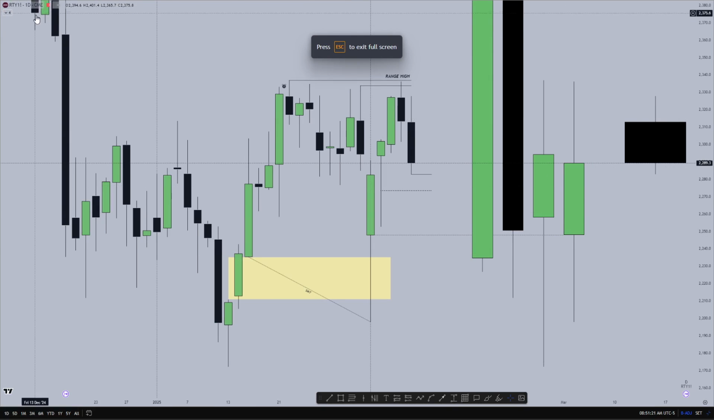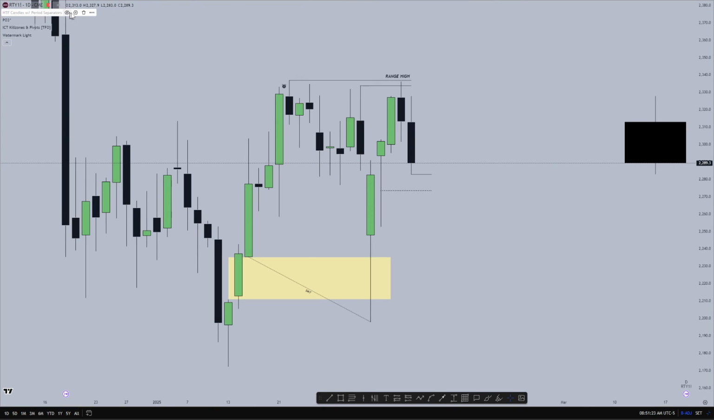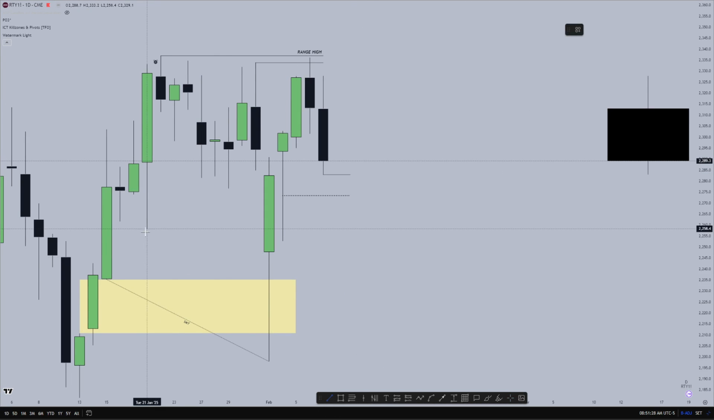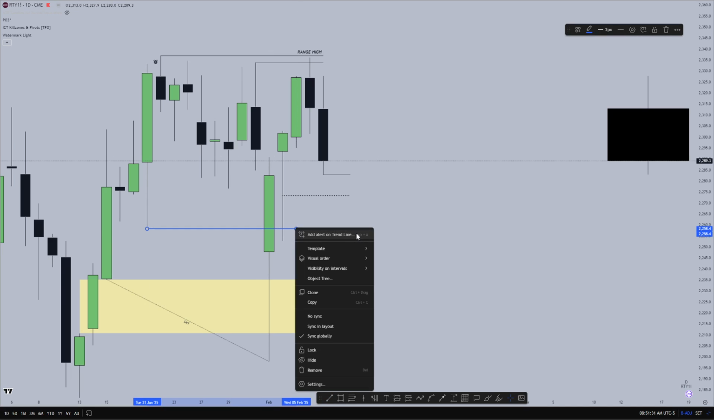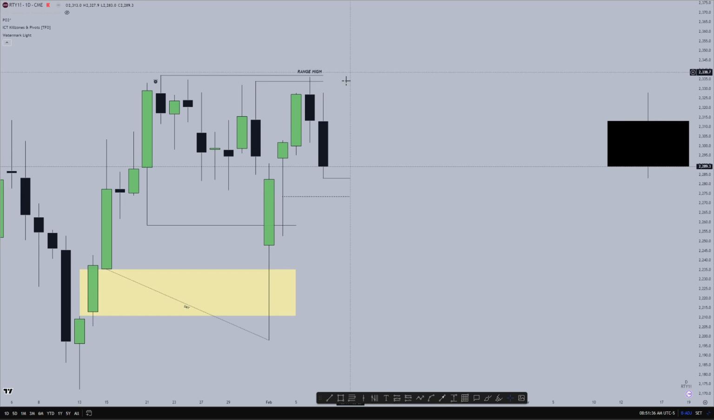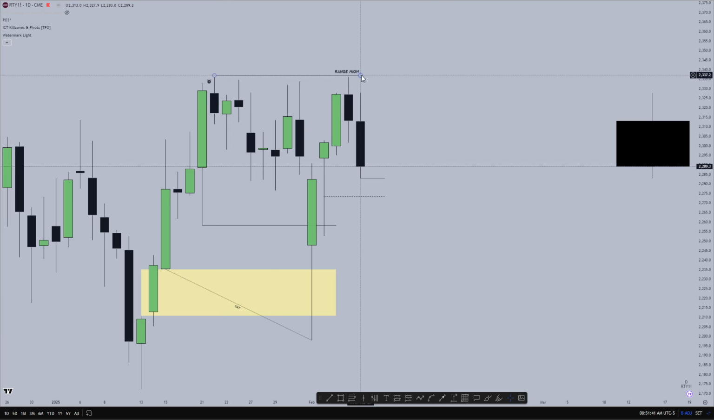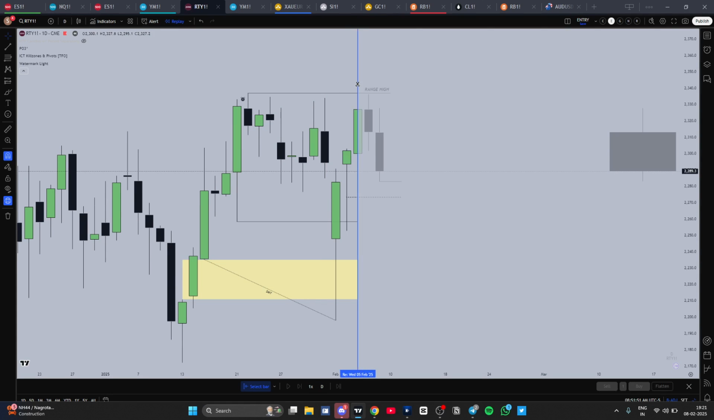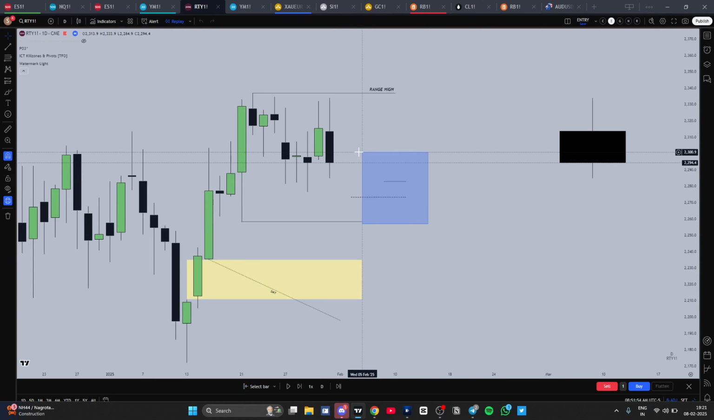With this type of Monday closure, I can tell myself this is a range high, a clear range high to everybody. Okay, clear objectives: range high and range low.